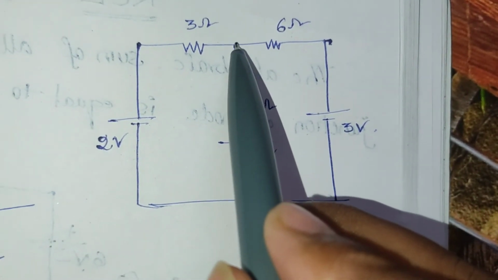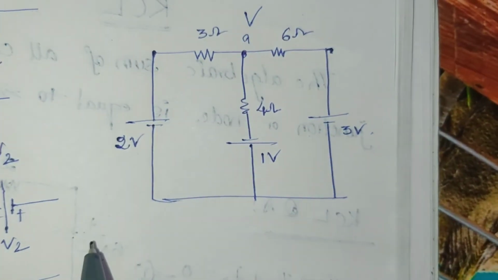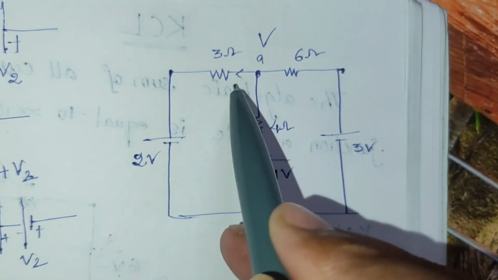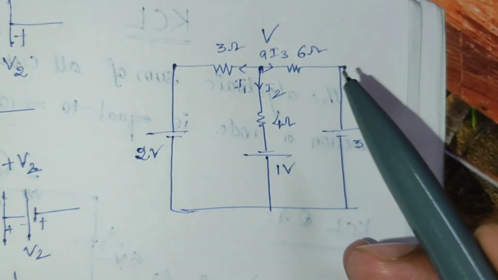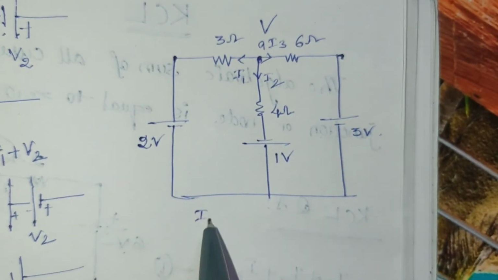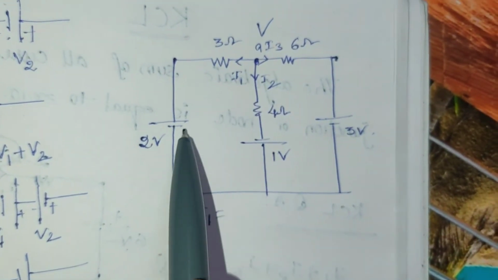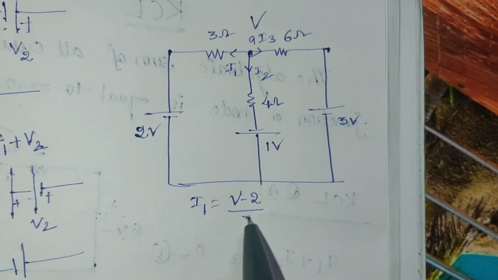Okay, so let me consider this as node A and let us assume a voltage V is available across our node. Okay, so let us assume the currents are leaving the node, so that will be I1, I2 and I3. Let us write I1 equal to, what is I1 here? I1 is leaving from node A, so that will be V minus 2 volts, divided by resistance 3 ohms.